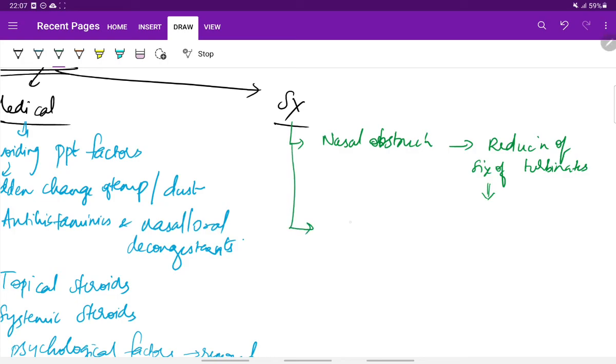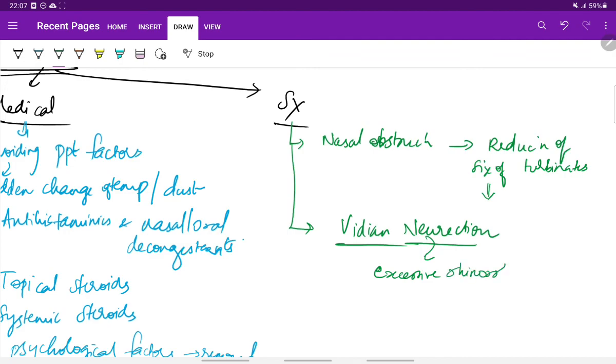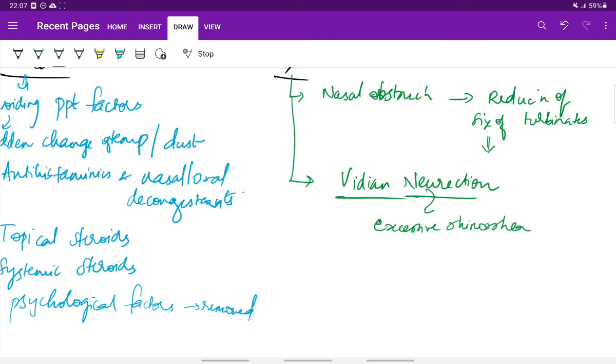Next, one more surgical method is Vidian neurectomy. That is sectioning a part of Vidian's nerve. This is performed if there is excessive rhinorrhea in spite of medical therapy. So, if the medical therapy fails and the excessive rhinorrhea doesn't improve, then we perform Vidian neurectomy. So, part of Vidian nerve is sectioned, which is the parasympathetic supply. So, this controls the excessive rhinorrhea.